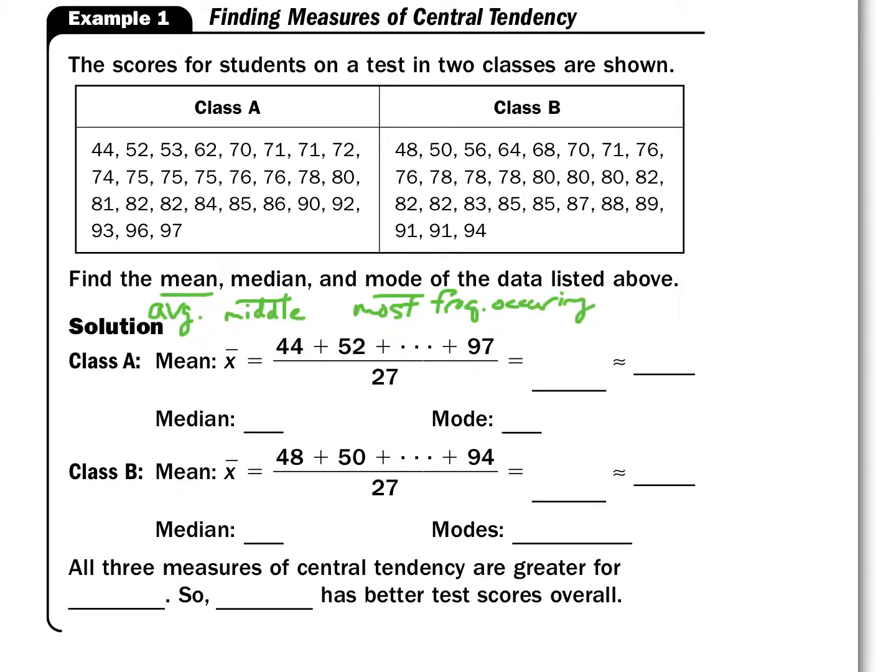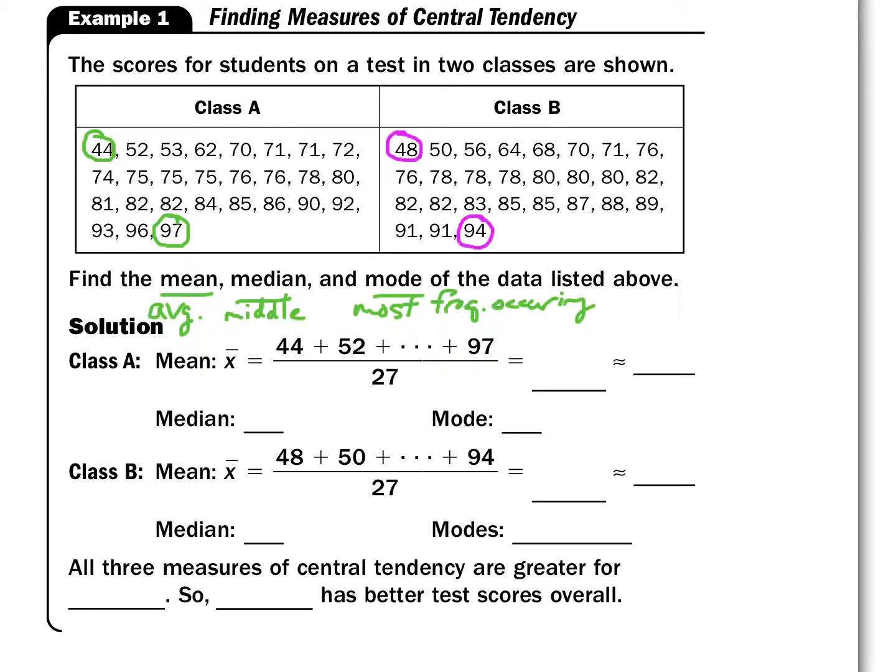Okay. So we're looking at scores for students on a test in two different classes. We have Class A, and their minimum score is 44, their maximum score is 97. And then we have Class B, whose minimum score is 48 and maximum score is 94.